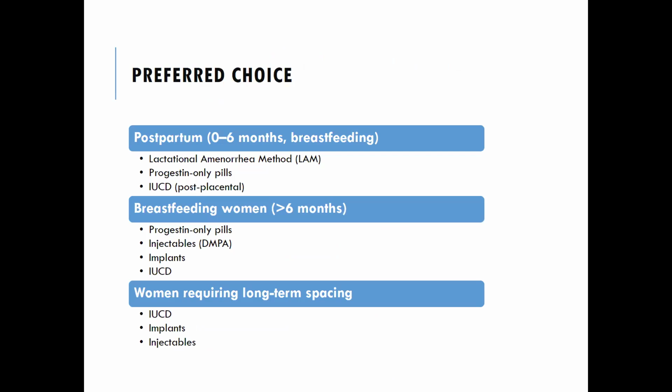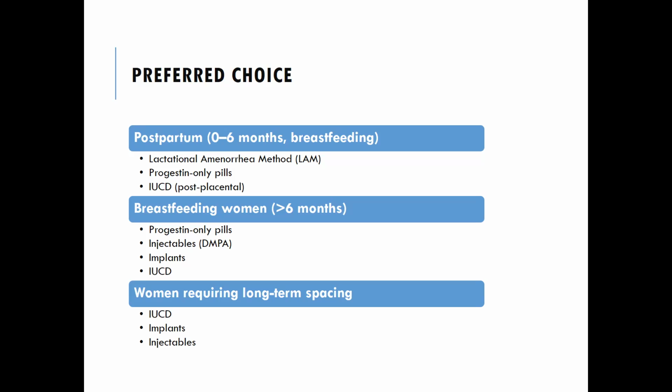So the preferred choice is which method has to be used in which women. If the woman is in the postpartum phase, 0 to 6 months, and she is breastfeeding, then the lactational amenorrhea method, although it is temporary and counseling has to be done, progestin-only pills can be given, and the IUCD. If she is breastfeeding and the period is after 6 months, then progestin-only pills, injectables, implants, and IUCD are the preferred choices.